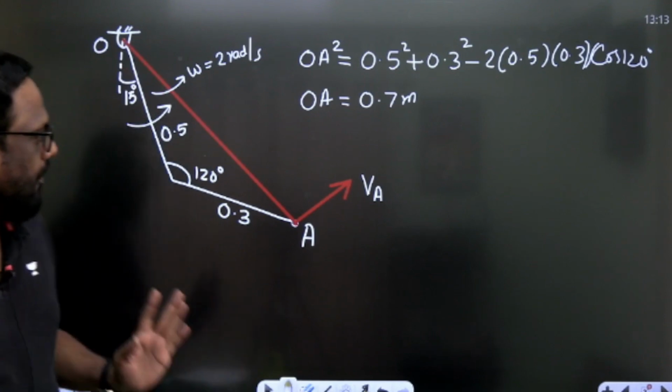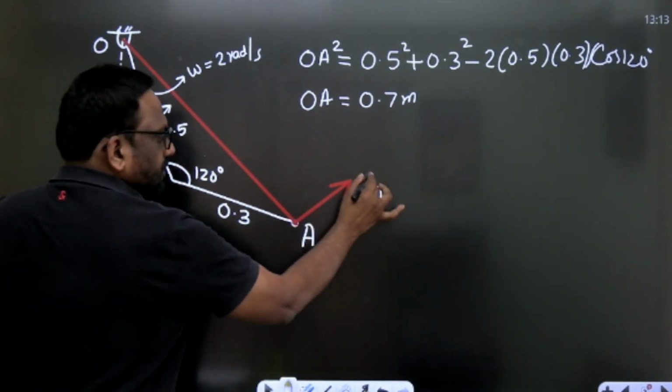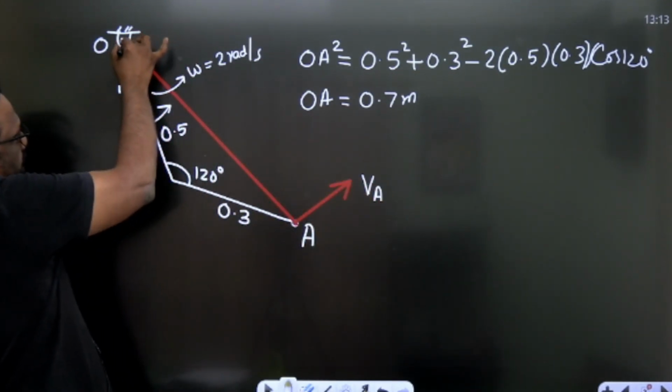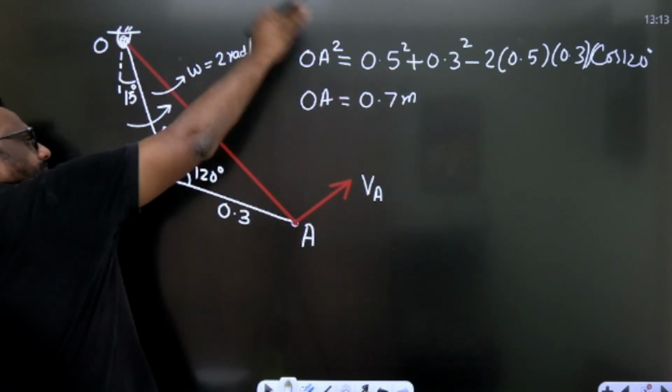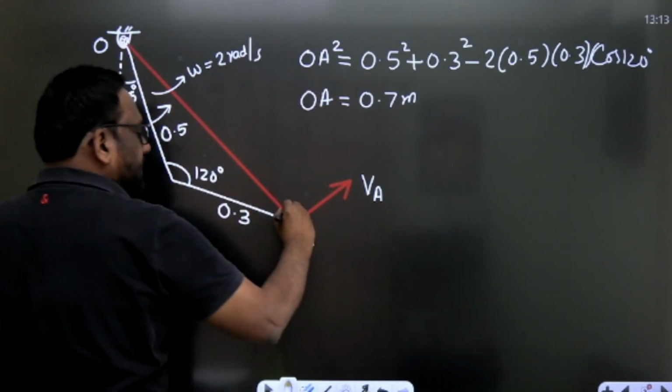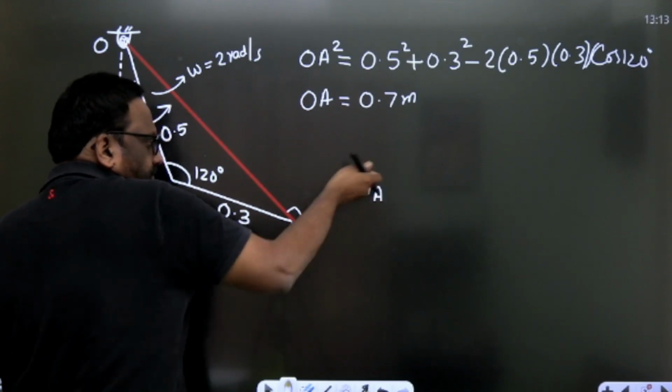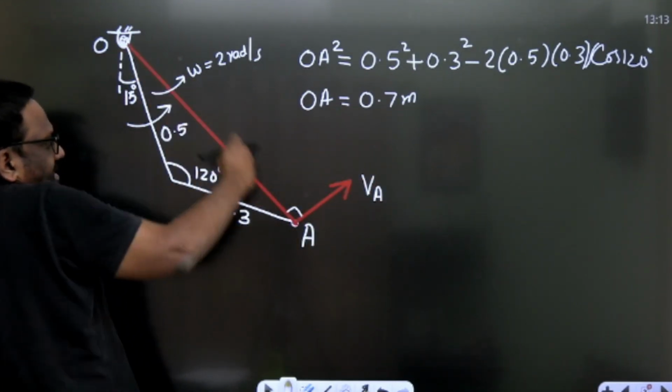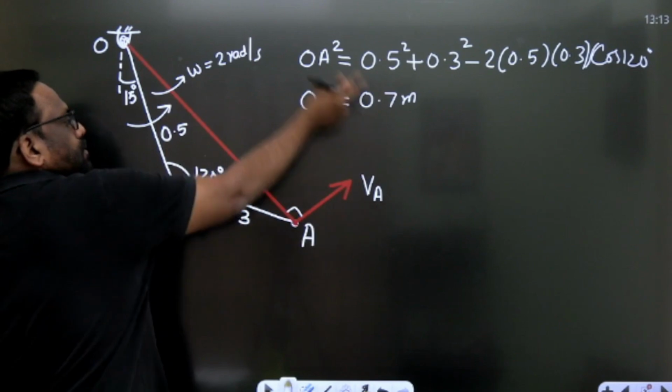No problem, sirs. Now, how to calculate velocity? V is equal to... About this point, it is rotating. So the tangential velocity V is equal to R omega. This is R. About this as a radius, it is rotating.